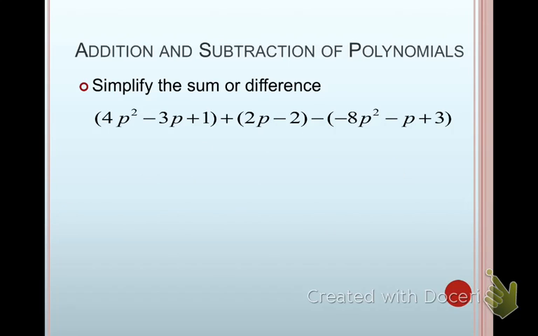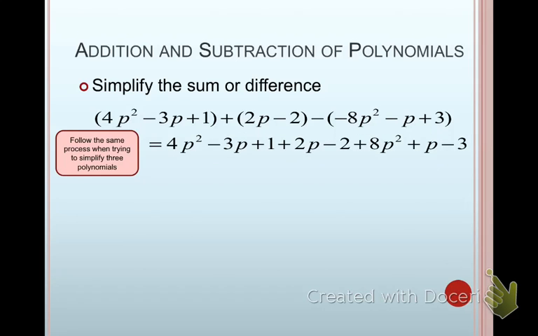Okay. Here's one where I have addition and subtraction. Again, before I can do anything, I have to make sure that I take care of this negative 1 by distributing it. Okay. Once I distribute it, I can drop the parentheses, and I would end up with 4p squared minus 3p plus 1 plus 2p minus 2. None of that first part changed. It's only that part where I distributed the negative where it changed. So I have plus 8p plus p minus 3.